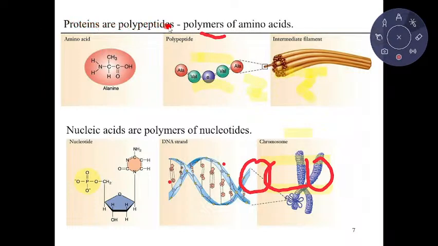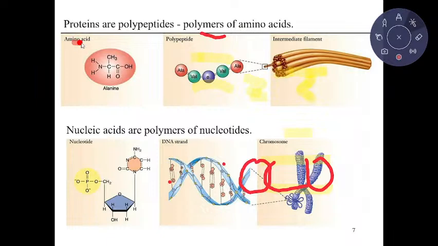Proteins are polypeptides, polymers of amino acids. Polymers means a group of amino acids. So let's see how they have formed proteins. We'll see proteins are made up of polymers of amino acids.